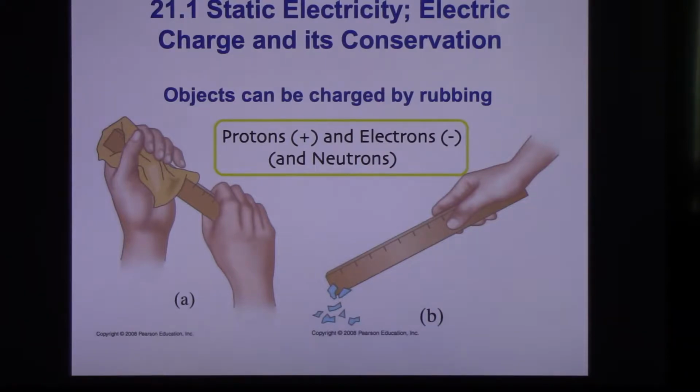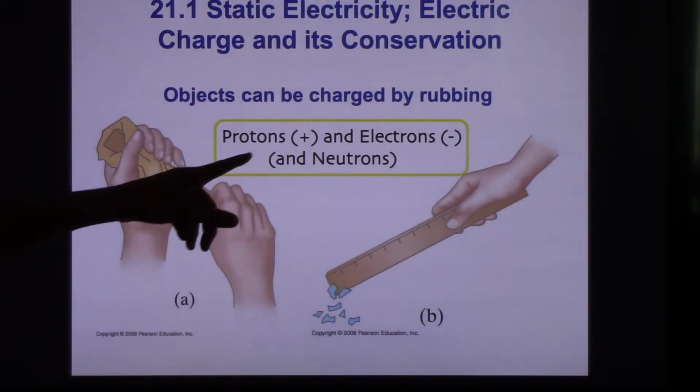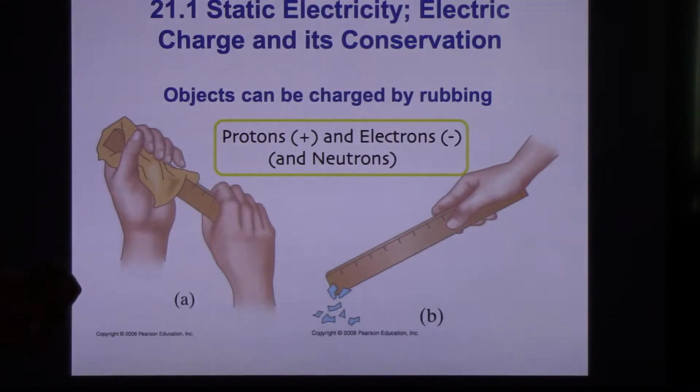Electrons can get transferred. Now, when we look at electric and magnetic forces, we have to think in terms of the protons and the electrons that make up those objects. The protons, as I'm hoping you all know, are positively charged. Electrons are negatively charged, and so protons and electrons interact through the electric force.